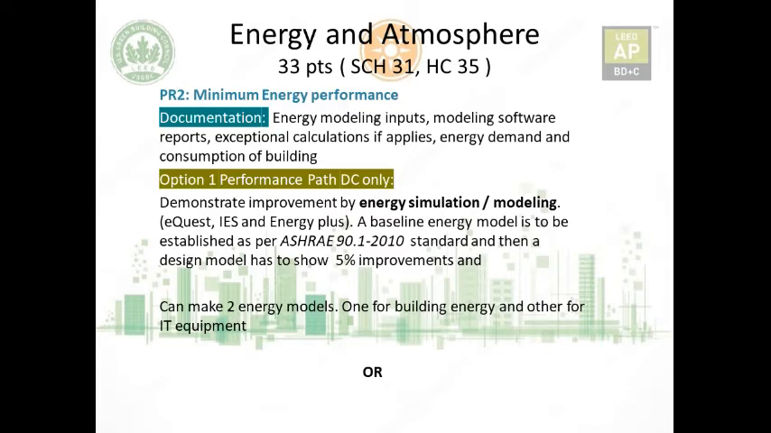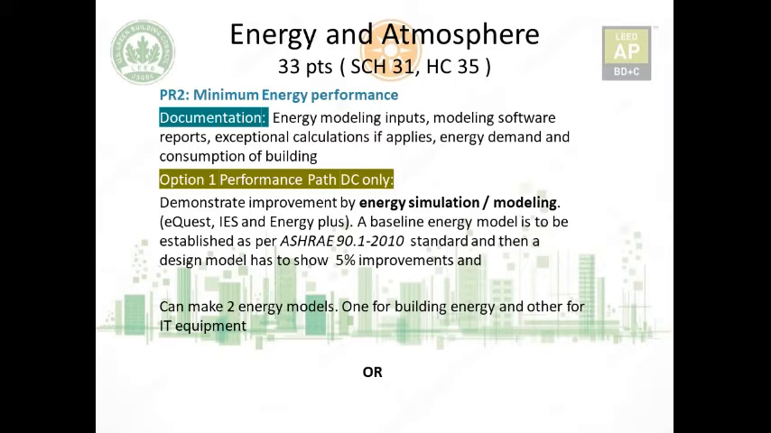Now let's see what the requirement is for data centers. First of all, for data centers there is no major renovation or core and shell, so a 5% improvement is required, and the rest of the requirements are the same. But you can also make two energy models, one for building energy and the other for IT equipment. We know that the main electricity use, or energy use, is for the IT equipment, so you can make two energy models for data center only. Now this is option number 1, including data center.